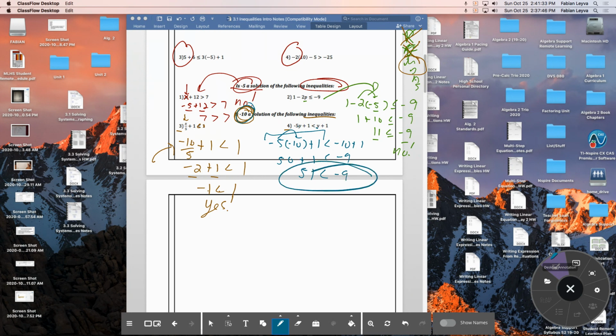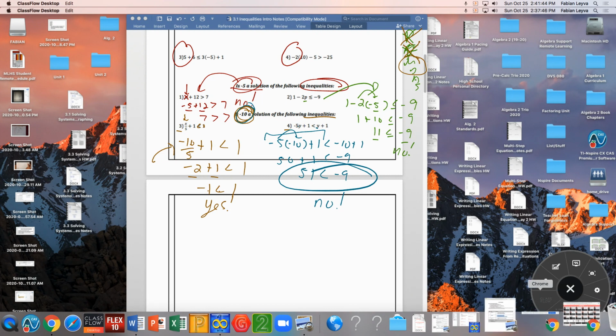Now this is a true or a false statement. 51 is not less than negative 9, so that means that this is not a solution. No, it's not a solution. And that's all I want you guys to pretty much do for today.